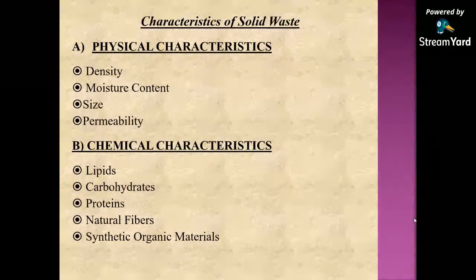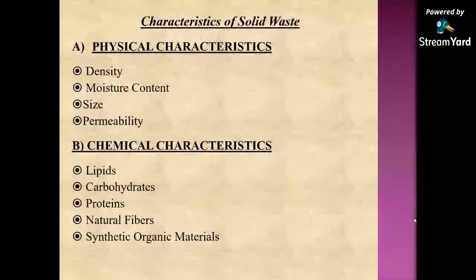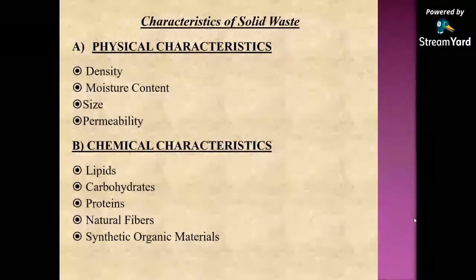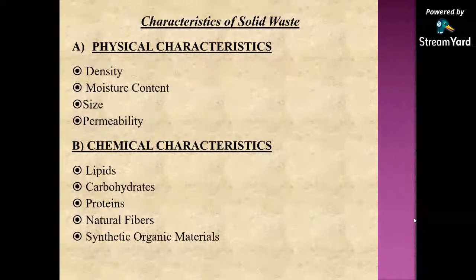Next is carbohydrates. These primarily originate from food sources rich in starch and cellulose. These readily biodegrade into carbon dioxide, water, and methane. The decomposition of carbohydrates attracts flies and rats and hence should not be left exposed for a longer duration.